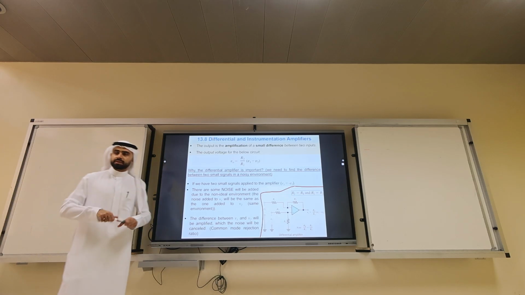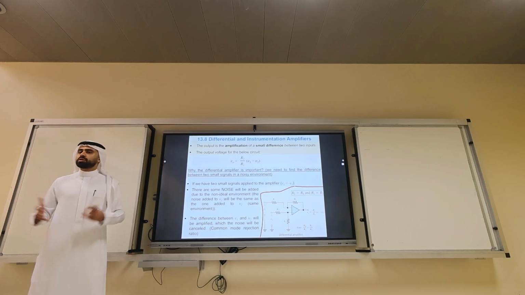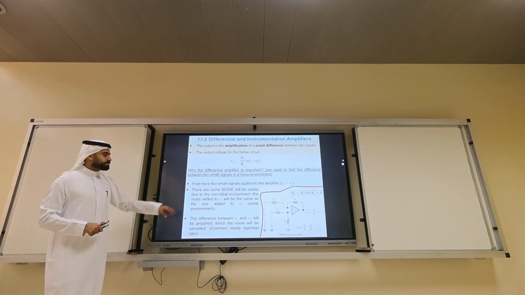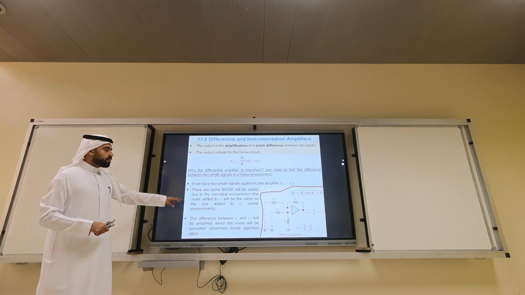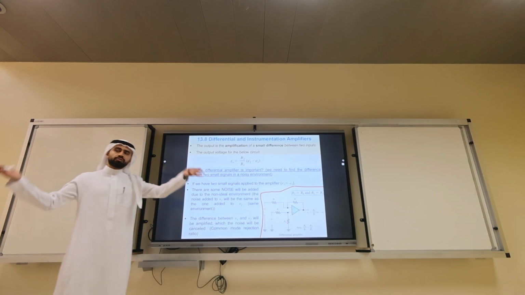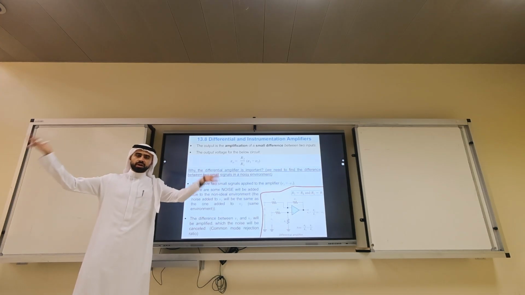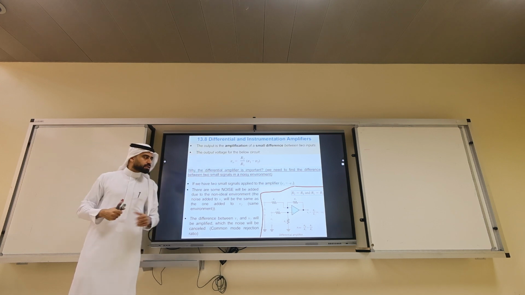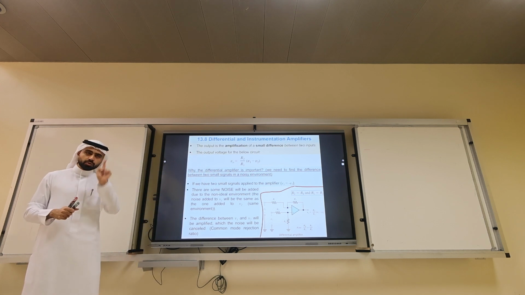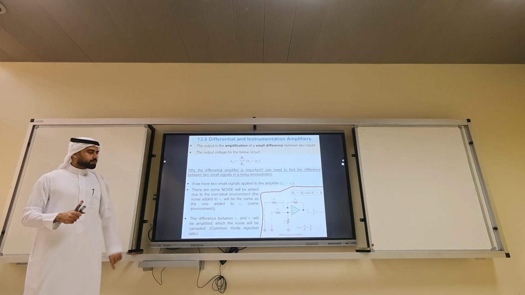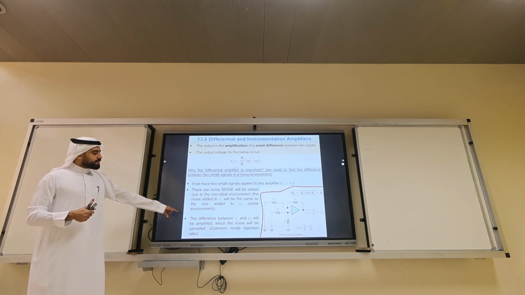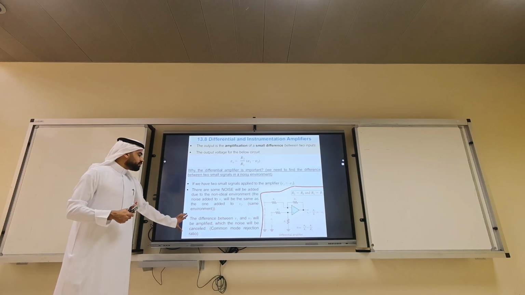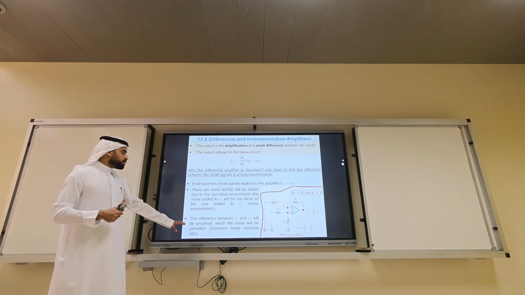Get it? So why do you subtract? To eliminate the noise in a non-ideal environment. Okay? Why? Because the noise is added to V1 and V2 together, sensor 1 and sensor 2. They usually have the same noise. Same pipeline, same vibration, same wind, same temperature. The only thing that's different is the true information of pressure difference. The difference between V1 and V2 will be amplified, while the noise will be cancelled.